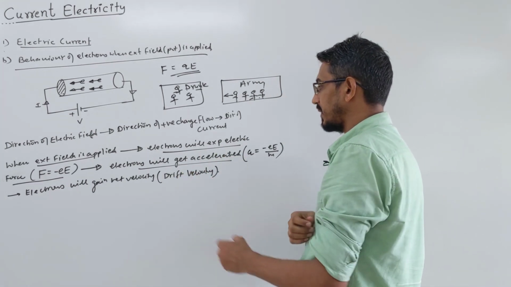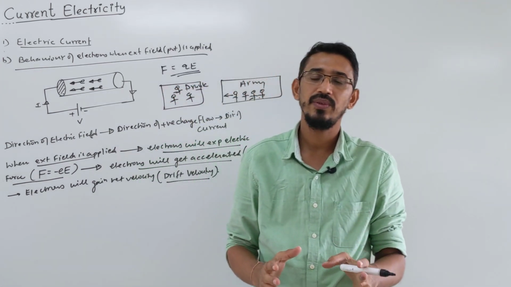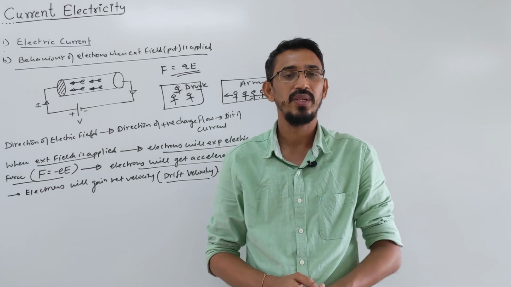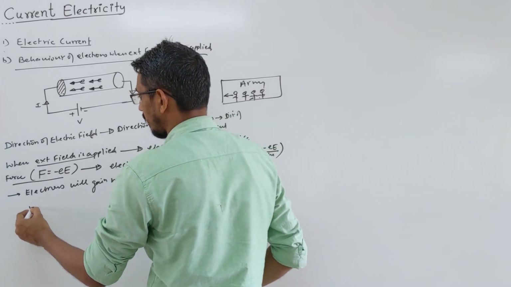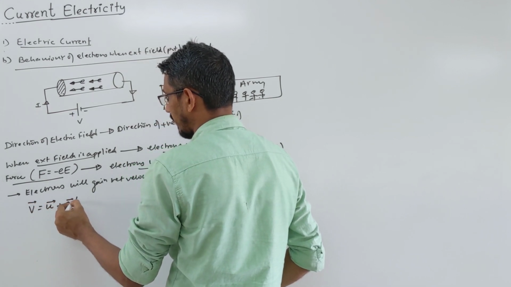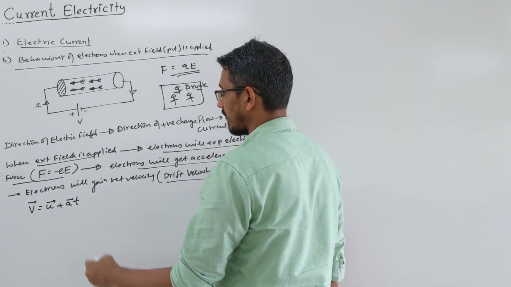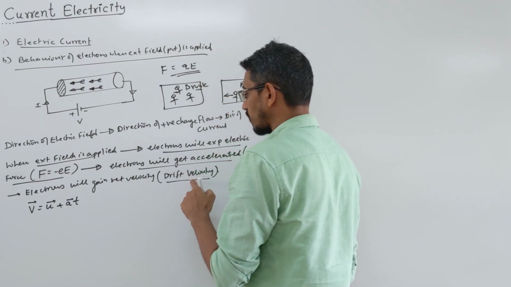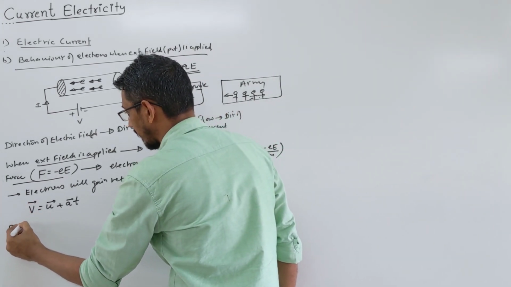So let's see how to write this now. Look here, initial velocity we know, acceleration we know, and we want to find the final velocity, so we can write the equation of motion. You know what the first equation is? V is equal to U plus AT, right? So you're writing the final average velocity of all these electrons, which is also called drift velocity. So let's write the heading here as drift velocity.